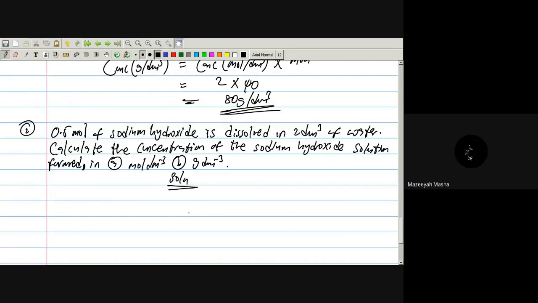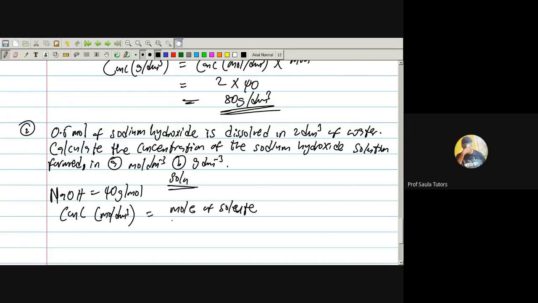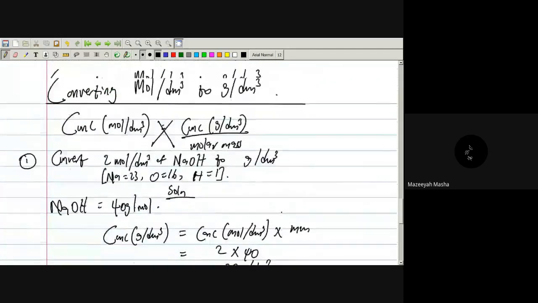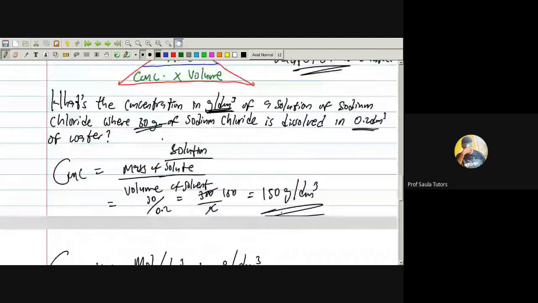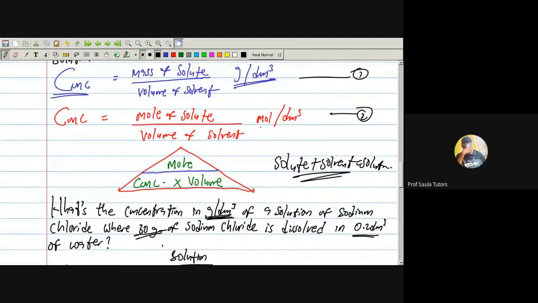Okay, so let's solve this question. We all know that the molar mass of sodium hydroxide is 40 gram per mole. We just calculated it. They said to calculate the concentration in mole per dm cubed. So remember, concentration in mole per dm cubed is moles of solute divided by volume in dm cubed. We have the formula already, up there. Not this one, this one. Mole per dm cubed.